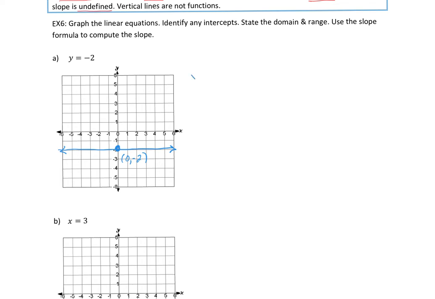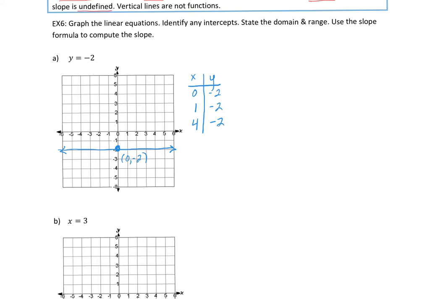Well, you could make a table of values if you choose to. If you put in 0 for x, the equation says y is equal to -2. Well, let's say you put in 1 for x. Well, the equation says y is equal to -2. Let's say you put in 4 for x. Well, y is equal to -2. It doesn't matter what x is. X could be 1,000,000. Y is going to be -2.